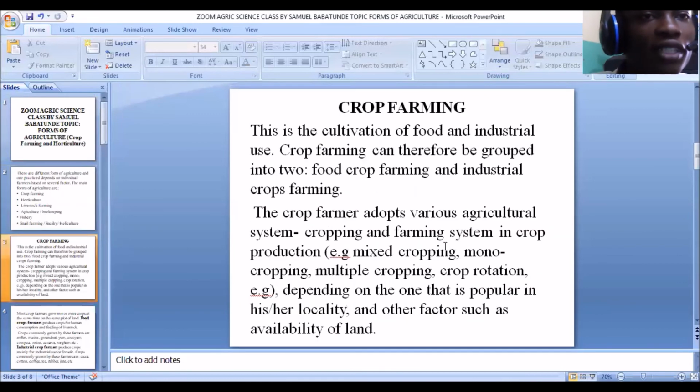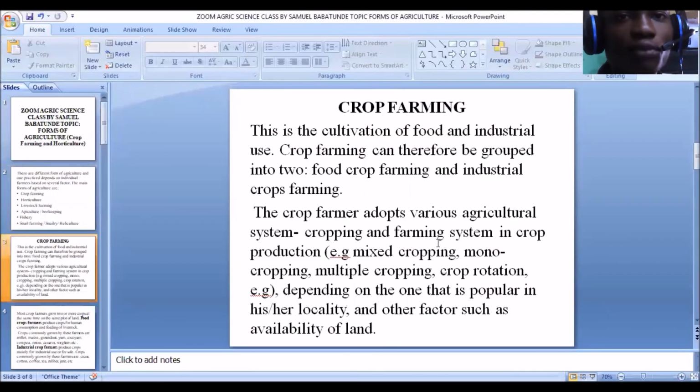And we say crop farming involves what? Cultivation of food and industrial crops, meaning that crop farming can therefore be grouped into two: food crop farming and industrial crop farming. And we say food crop farming involves what? The production of food for consumption, human and livestock consumption, while industrial crop farming involves the production of crops for what? For industrial use or for sale.